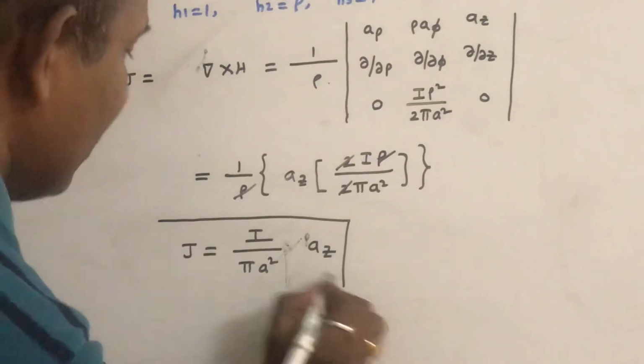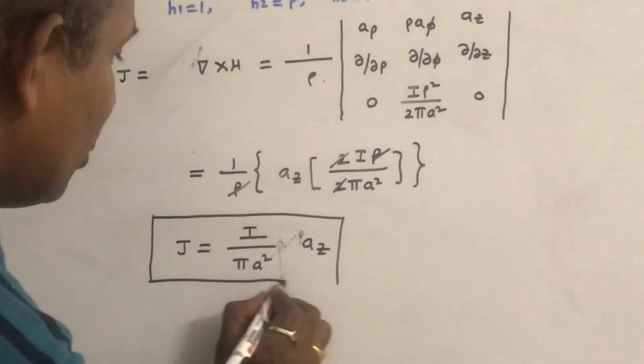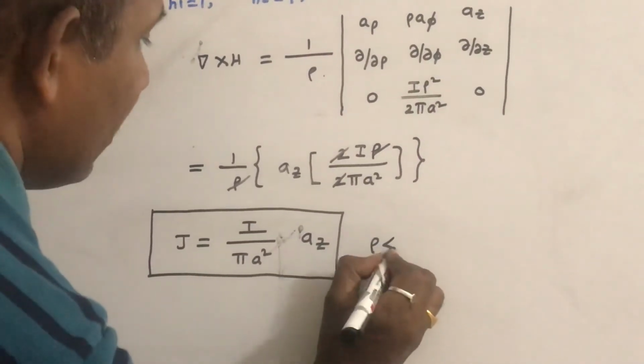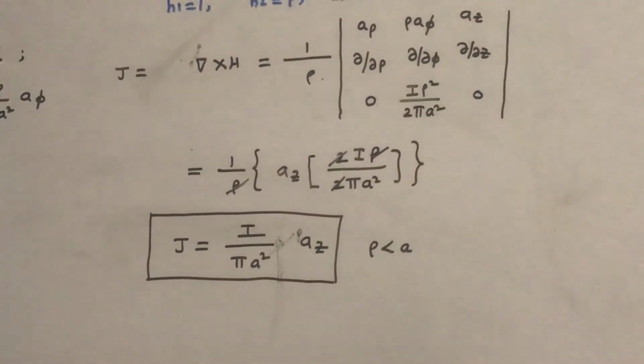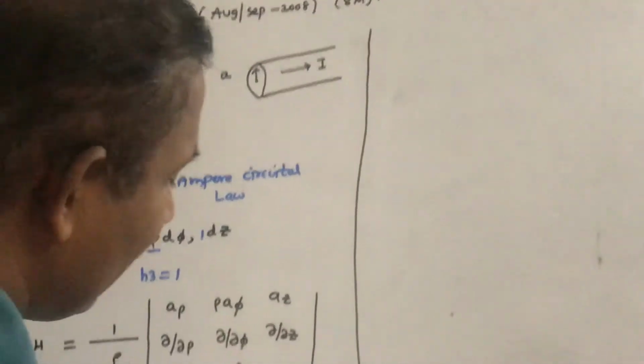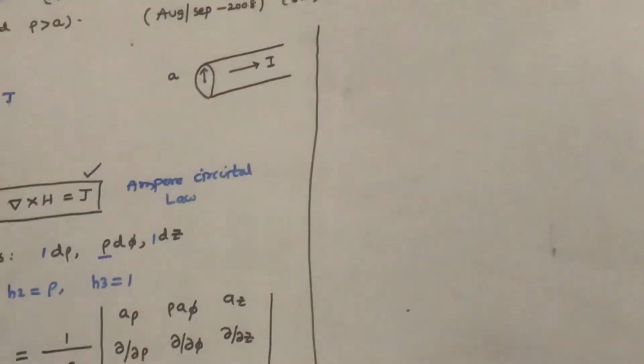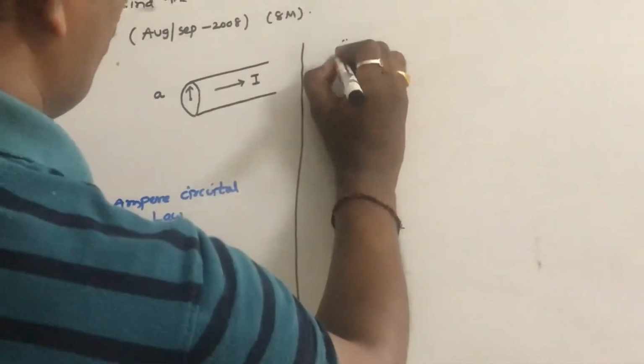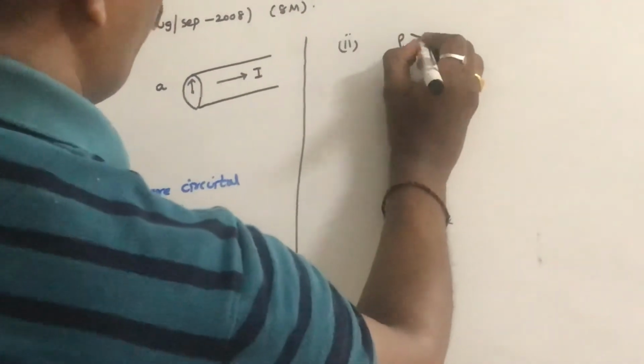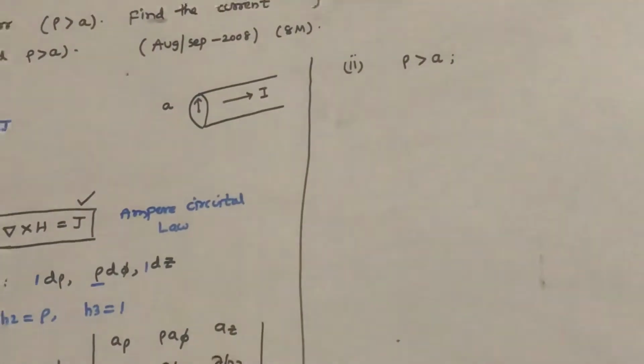So this is the current density inside the conductor, and we have to write rho less than a. This is the first one, the current density inside the conductor. Now let us do the second one, the current density outside the conductor. That is what we want to find out.